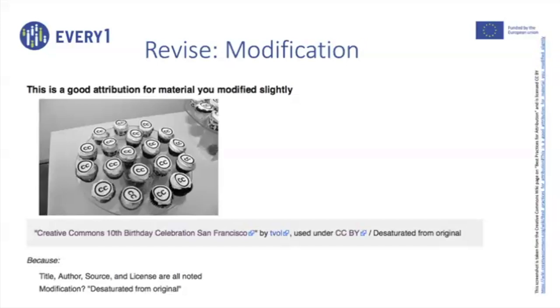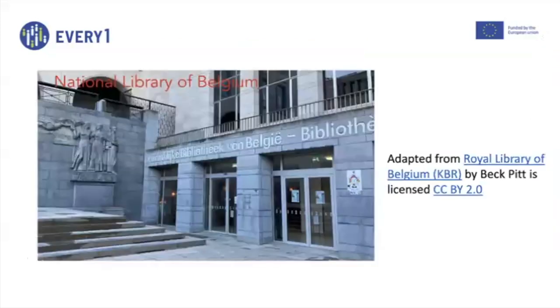Here's another example of a photo which I took of the Royal Library of Belgium. As you can see, it says adapted from, and the adaptation to the picture is that it's been cropped, and it also has this red caption that says National Library of Belgium that's been added. So again, by adding the phrase adapted from, we are acknowledging that we've made changes to this image.